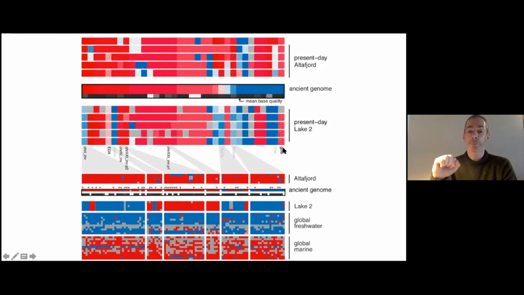What is interesting is that we've arranged these from most marine to most freshwater in the ancient sample. So they're not based on the contiguity of where they would be in the genome. But we do see that a lot of the regions that were freshwater in the ancient genome are those that have become high frequency freshwater alleles in the present day lake population. But we also see that they're somehow leaking back to the marine populations as well.